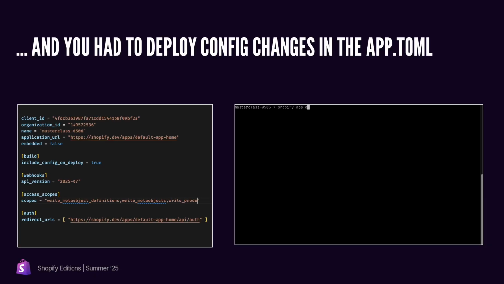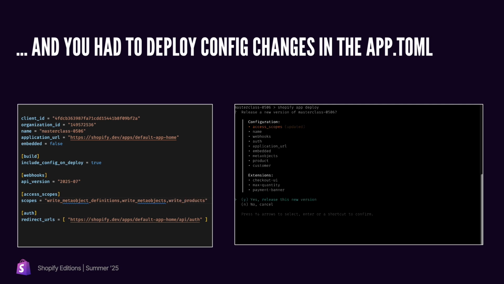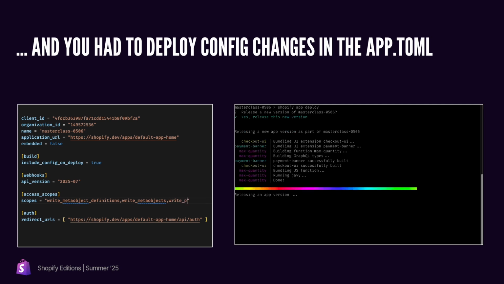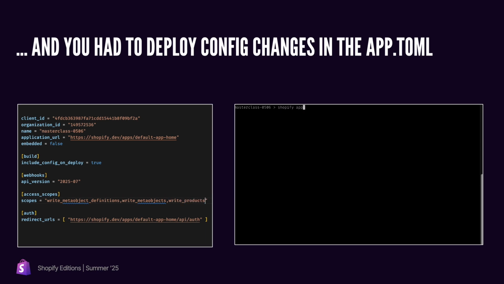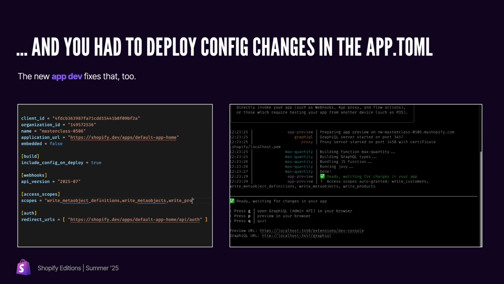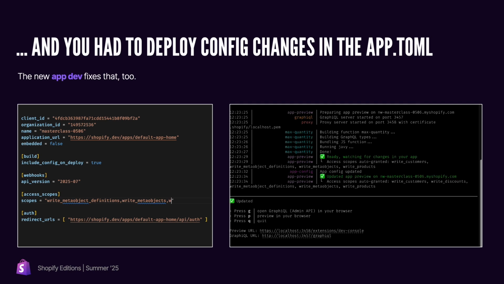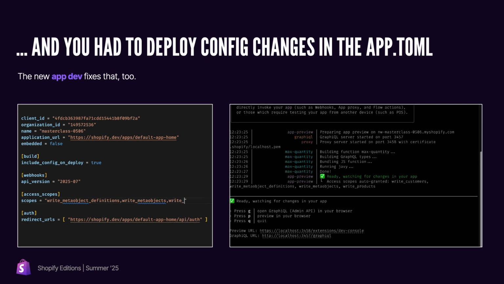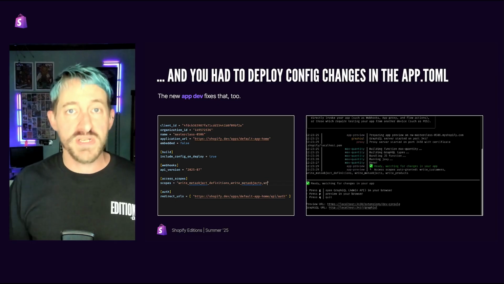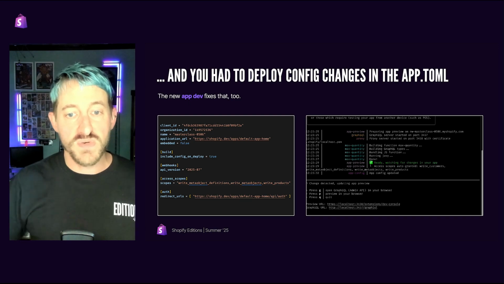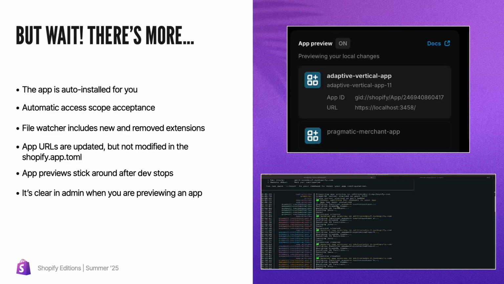This process probably looks familiar to many of you as well, where if you wanted to make changes to app configuration, you had to quit dev, open a new terminal window, and deploy. This is true for access scopes, declarative webhooks, or really anything in the app TOML. However, with the new app dev, these configuration changes are now picked up automatically and pushed to your development store and only your development store. So you can do things like change access scopes, add declarative webhooks, and so on, and they're made available to your dev store automatically. But there's more.